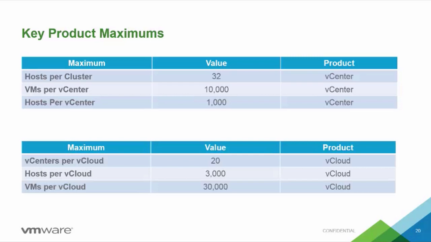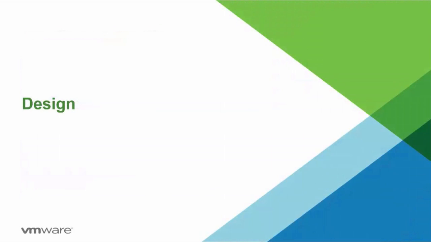Now, in relation to vCloud, we're going to talk about similar maximums: the maximum vCenters, hosts and VMs. The maximum number of vCenters will be 20, hosts per vCloud will be 3,000, and the total number of VMs will be 30,000. So let's talk about design.